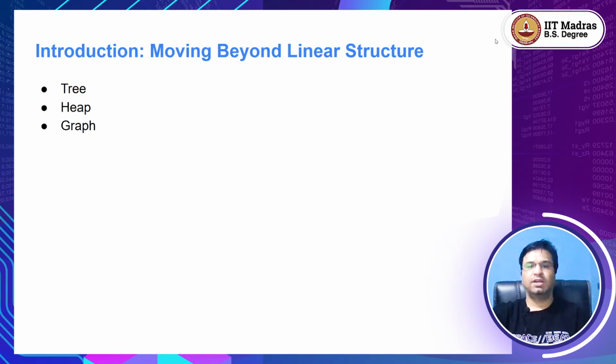These structures are designed to represent more complex relationships between data elements than simple sequences. They are fundamental to fields like artificial intelligence, network analysis, database indexing, and much more. Imagine your data set is not just a list, but rather has hierarchical relationships like a family tree or interconnected relationships like a social network. That's where trees, heaps, and graphs come in.